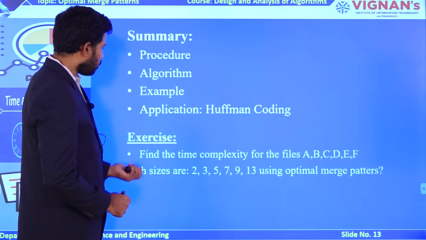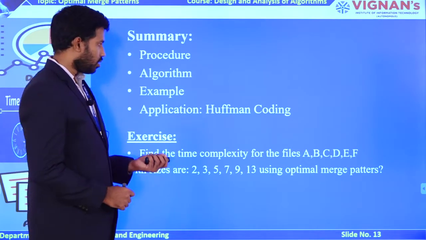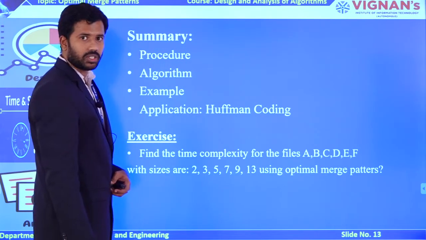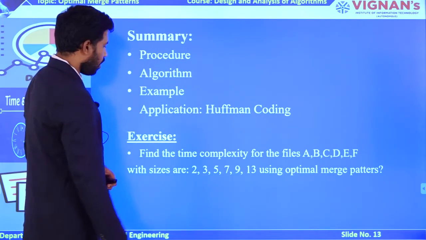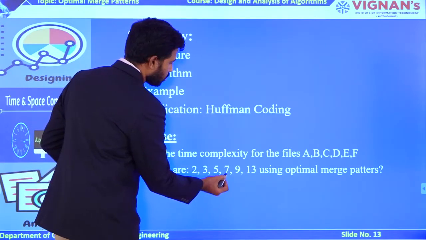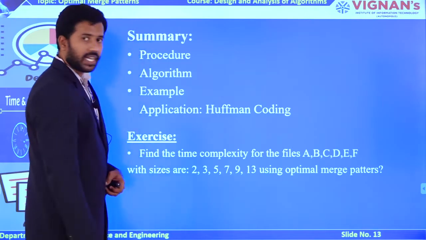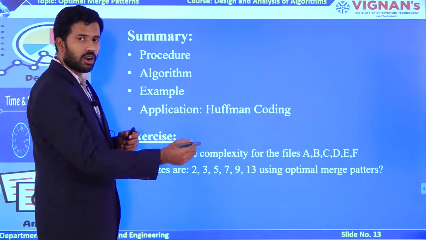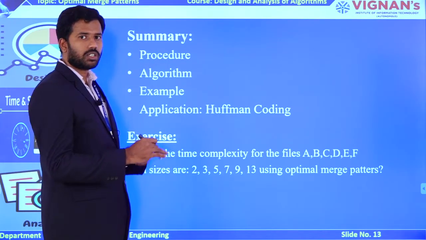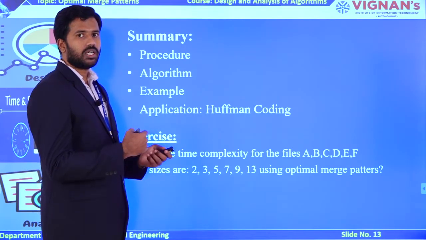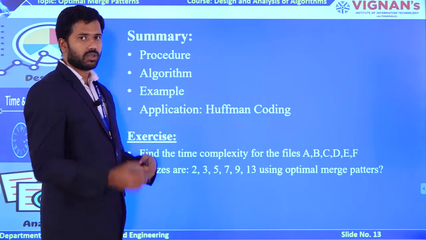Now try to take this problem as an exercise. In this problem, how many files are there? 6 files: A, B, C, D, E and F. Their sizes are 2, 3, 5, 7, 9 and 30. All the files are in increasing order. If files are not available in increasing order, you should sort them. I hope you are aware of how to arrange random values in increasing order.